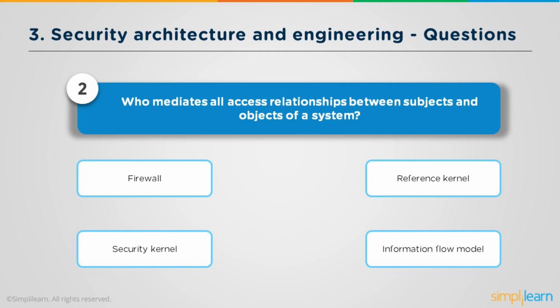Now, when you say reference kernel, information flow model, or security kernel, or firewall, in this particular scenario, for this particular question, based on the options that are available, we are talking about a rule-based access control system, which means that we have created rules of what is allowed into a network and what is not allowed within a network. This can be controlled by using a firewall.